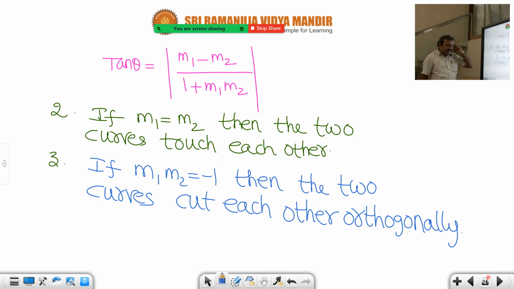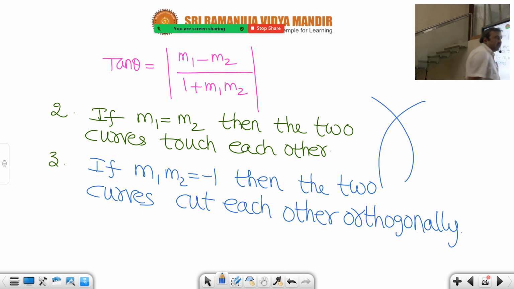Yes, name of the student? Shilpita. Yes. See, m1 m2 is equal to -1 means the two tangents are perpendicular. And if you take the two curves like this, then the two curves cut each other orthogonally. If this condition satisfies, then the name of the word is orthogonally. Right? It is intersection and it is touch each other. That is the meaning. Right?